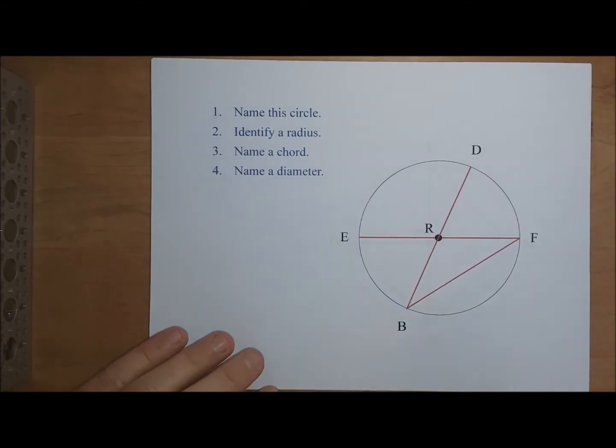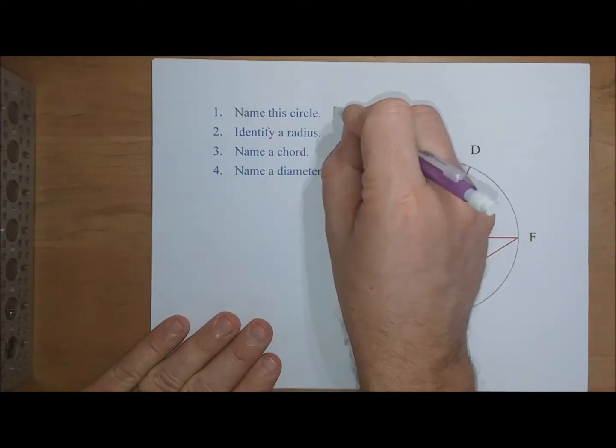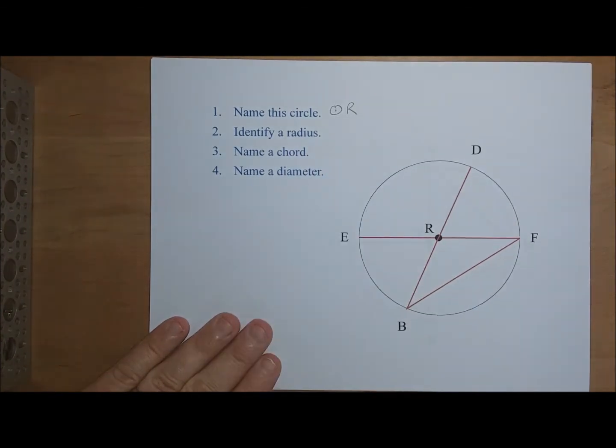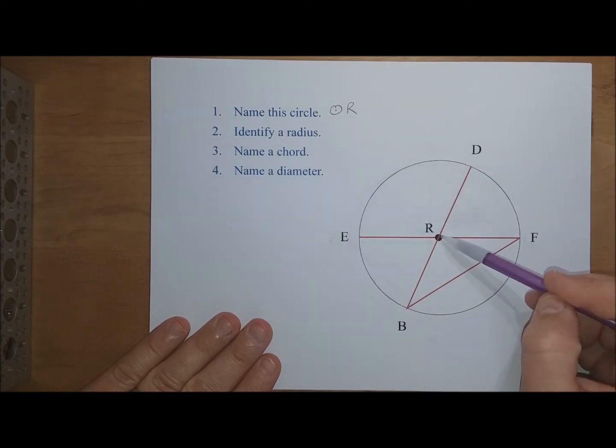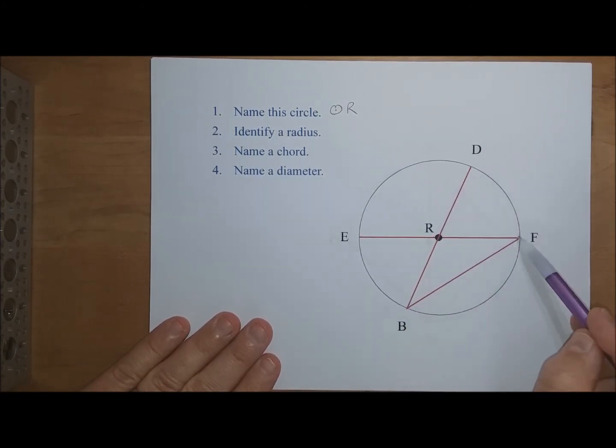All right, let's try one more of these. How would we name this circle? Well, we'd call this circle R because that's the point at the center of the circle. Could we identify a radius? I actually see four here. I see ER, RD, RF, and RB. All of those are radii.